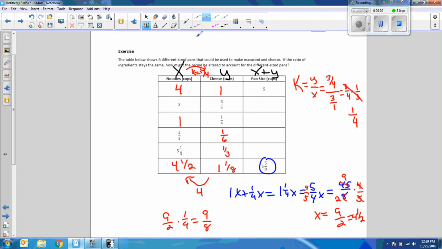Then I come up here and add these, and we're done. 3 plus 3/4 is 3 3/4. 1 plus a quarter is 1 1/4. 2/3 plus 1/6, well, this is 4/6 plus 1/6 is 5/6. 5 times 3, that's 5 1/3 plus another third. That is 5 2/3. Okay, and we're done.